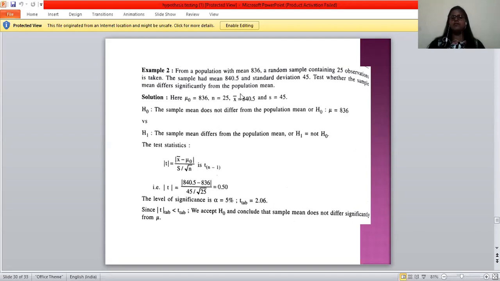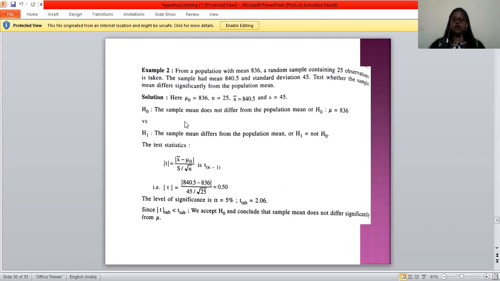Now everything is given in a ready-made manner. You need not calculate the mean, you need not go for the standard deviation. They are telling the population mean, that is mu naught, 836. N is 25 because they had taken 25 observations. The mean is 840, this is the sample mean, and s is the standard deviation. They are asking to test whether the sample mean differs significantly from the population mean.